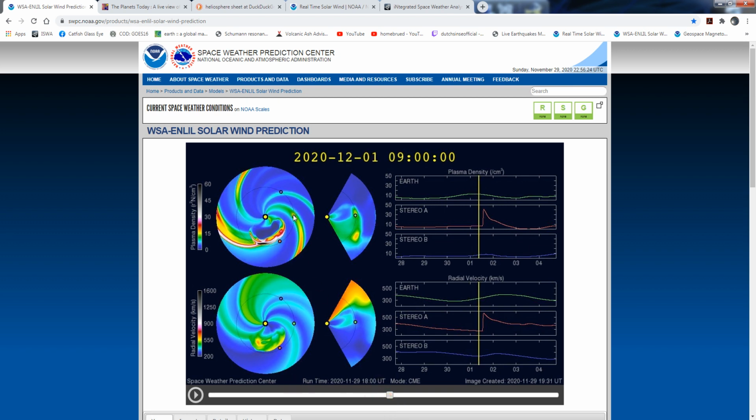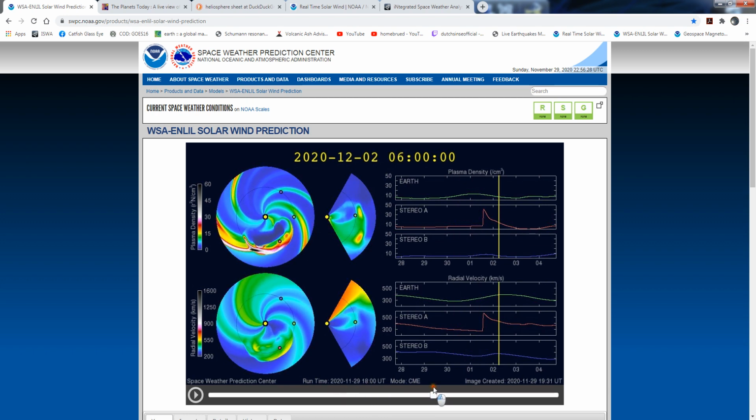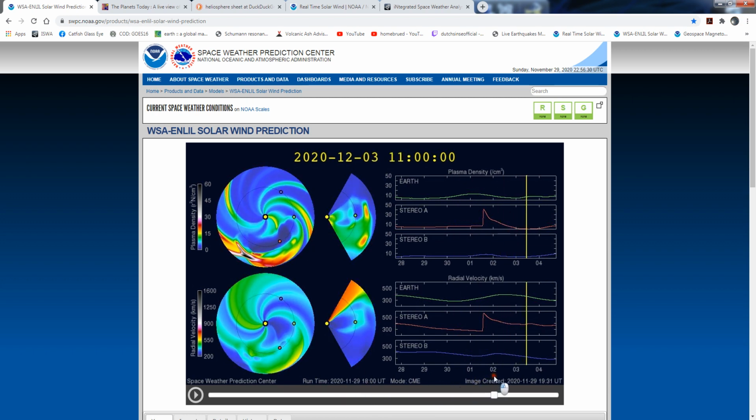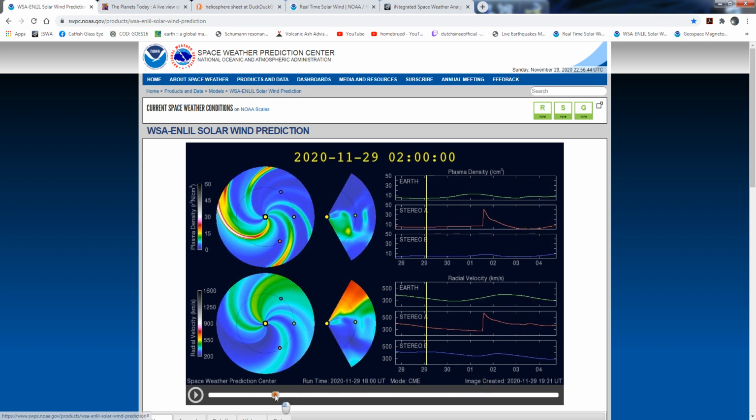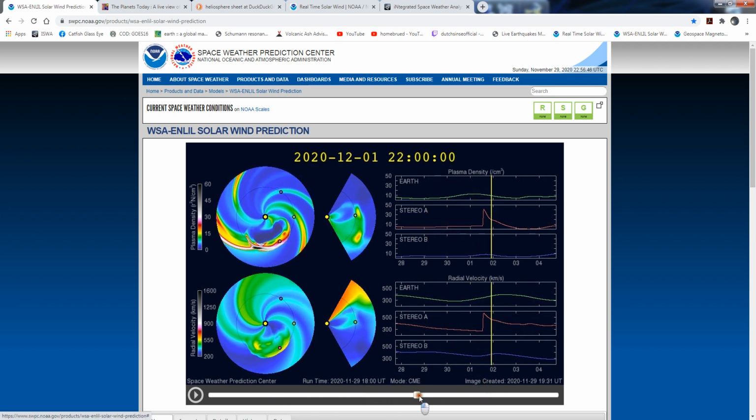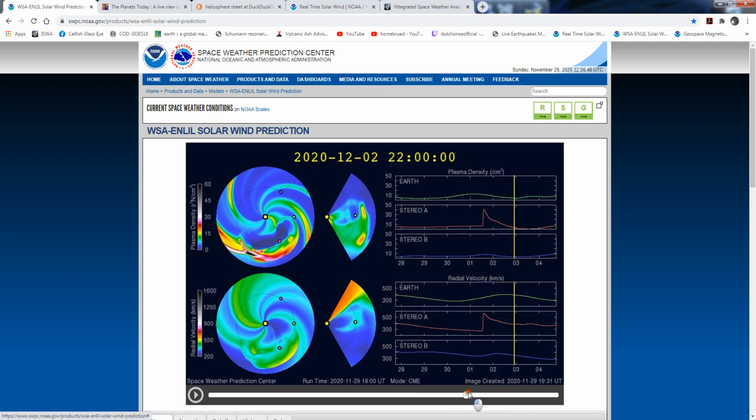So as you can see here, this is Earth's position on this model. This is not going to hit us. We get sideswiped slightly. Even during this, the model is showing just a slight increase in density, and wind speed is just a slight increase from this event. So generally, CMEs are not a concern to Earth because Earth has a shield, and we are generally protected from these.